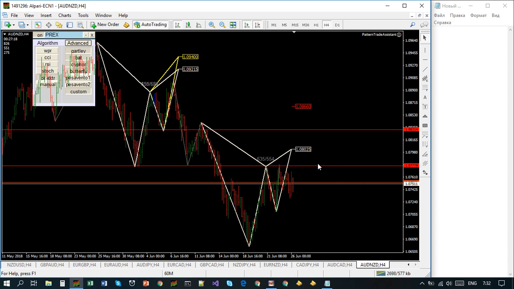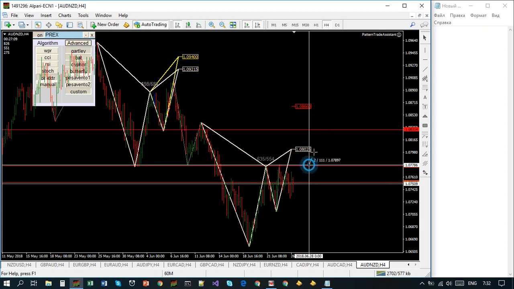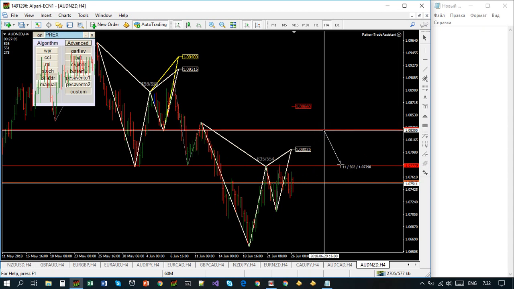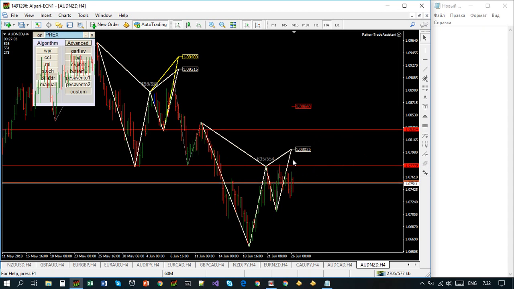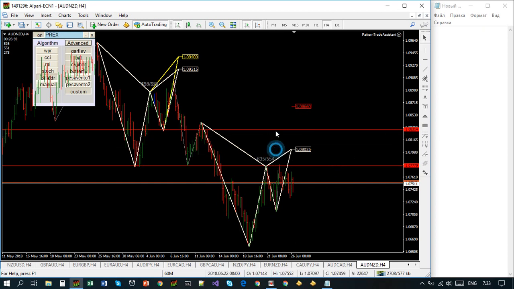Well, I will look at this trading as simple structure support resistance trading. If we break it higher, then I will buy it from here to here, and after that I will sell it from here to here, something of this kind. In this case, the pattern itself doesn't say much.